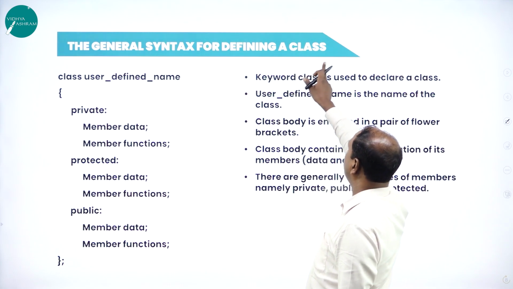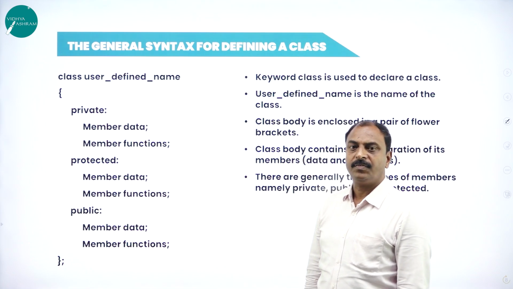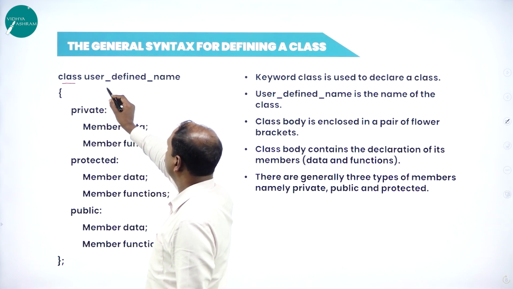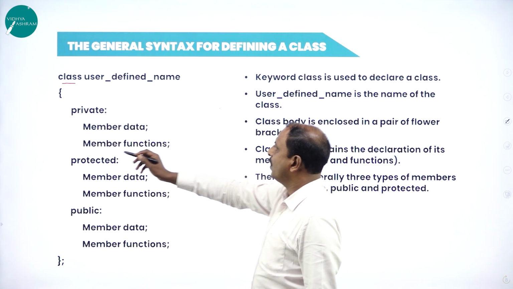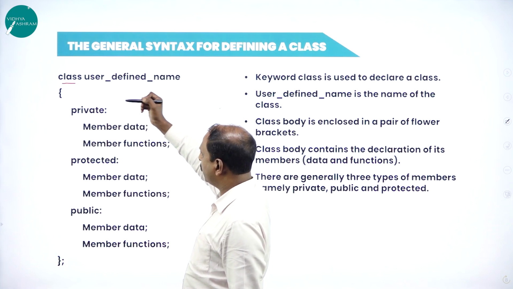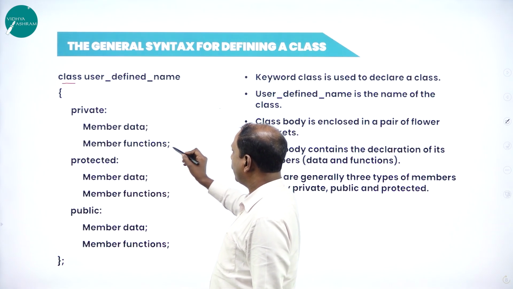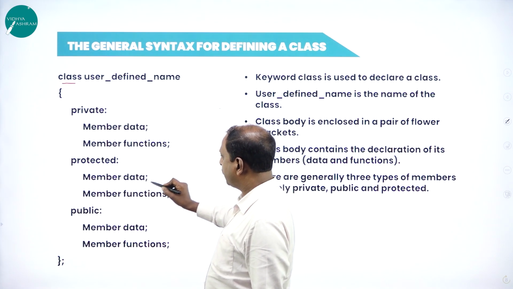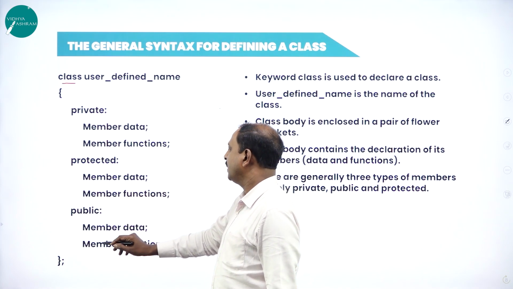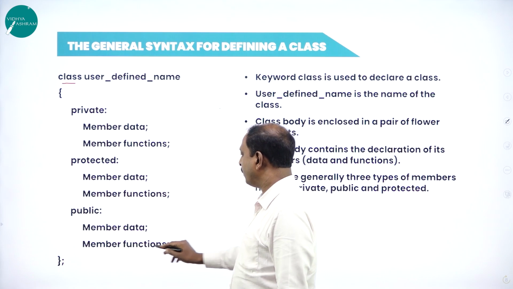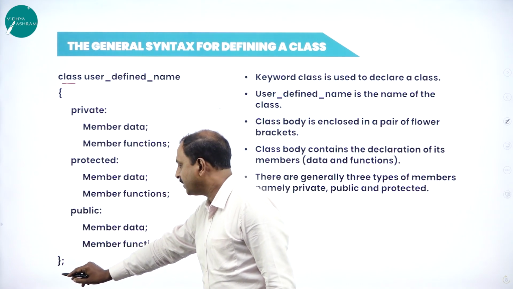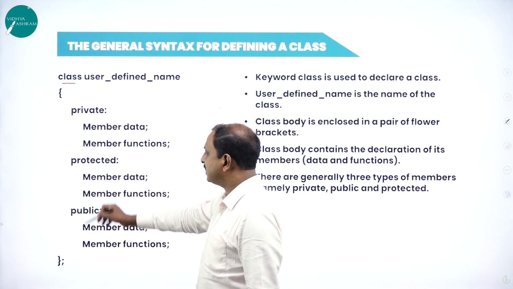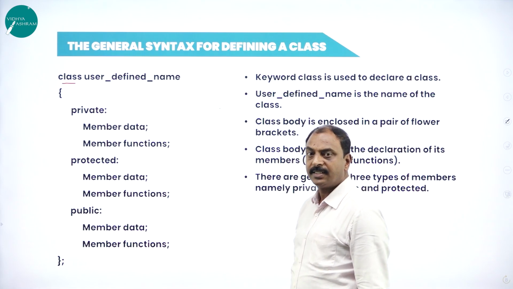General syntax for defining a class, meaning how do you define a class in programming. Here class is the reserved word, then the tag name, a user defined name. Open the bracket, and private colon, data members and member functions, semicolon. Next is protected, data members and member functions, and public colon, data members and member functions. We close the class with the closing bracket and a semicolon. This is the syntax of how to define a class in programming.